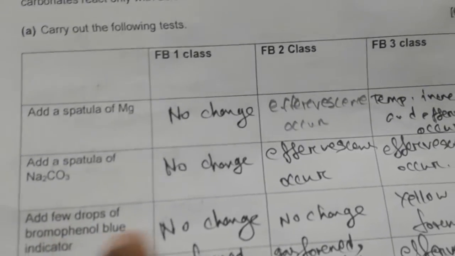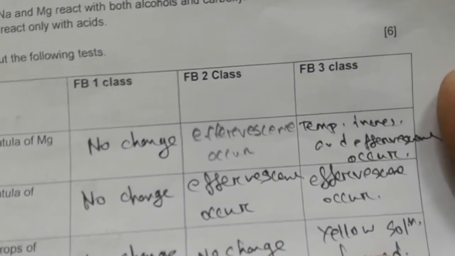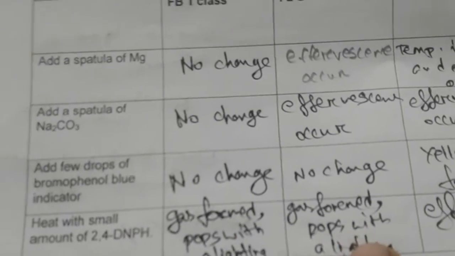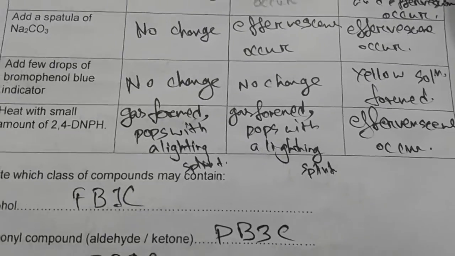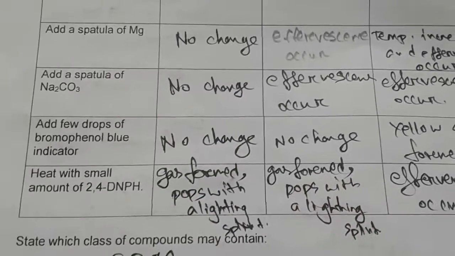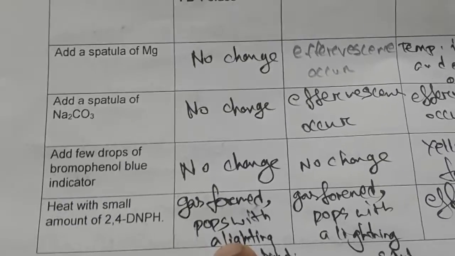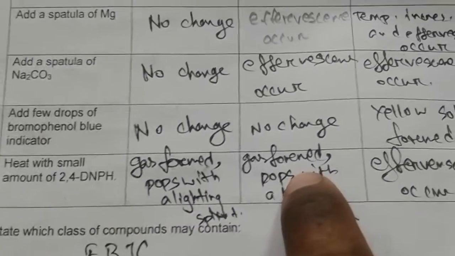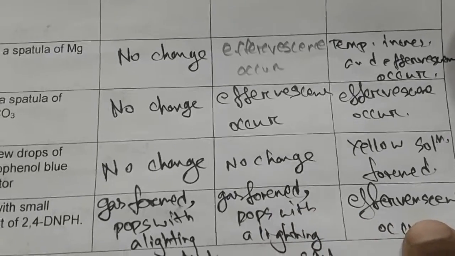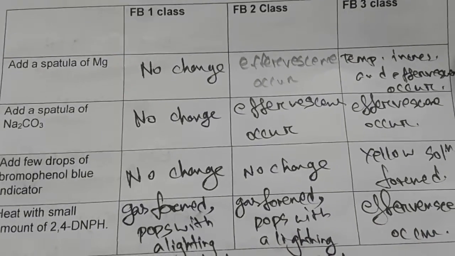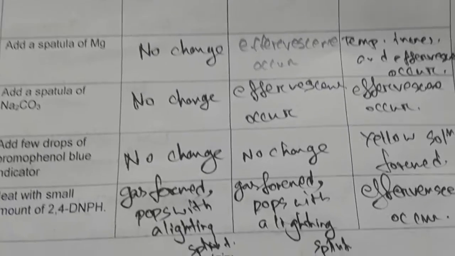When bromophenol blue is added, no change, but a yellow solution formed. So Fb3 class is an acid, a carboxylic acid. And when heating with 2,4-DNPH with Fb2 class, there must be a yellow precipitate, but the candidate has got some wrong interpretation. Here no gas should be formed, here no gas should be formed, and here no visible change should have occurred. So maybe the test tubes were not cleaned properly.